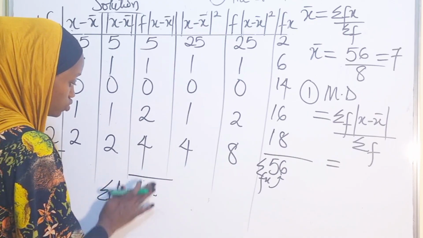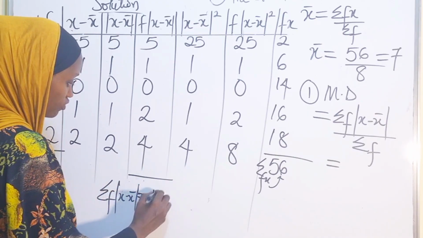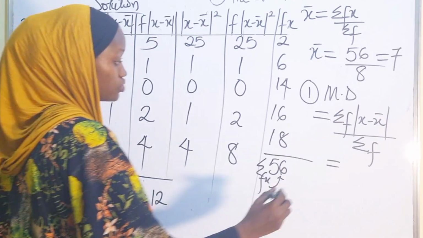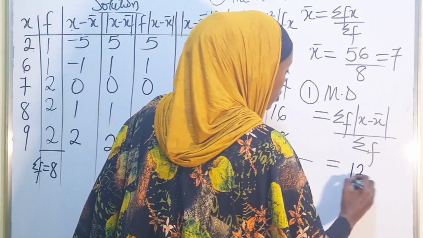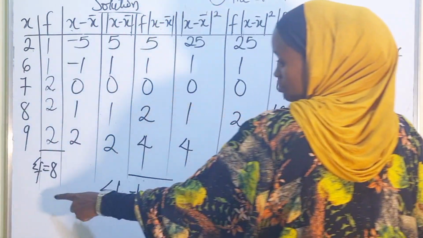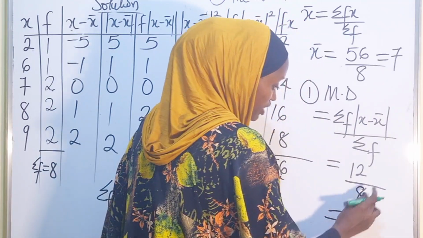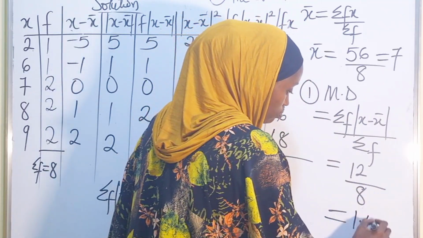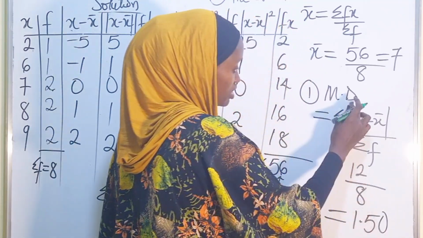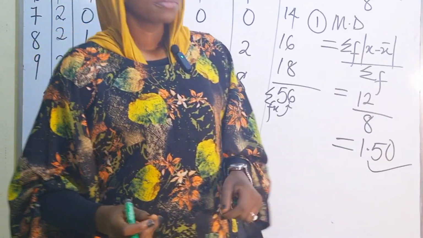This is equal to 12, right? Okay, so we are going to substitute here. Here we have 12 divided by summation of f, the summation of the frequency, which is 8. So if you divide 12 by 8, we are going to have 1.50. So this is the mean deviation.